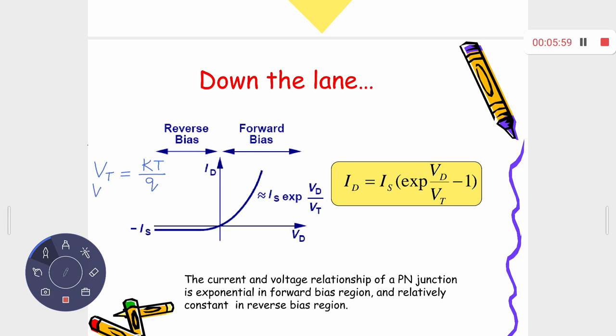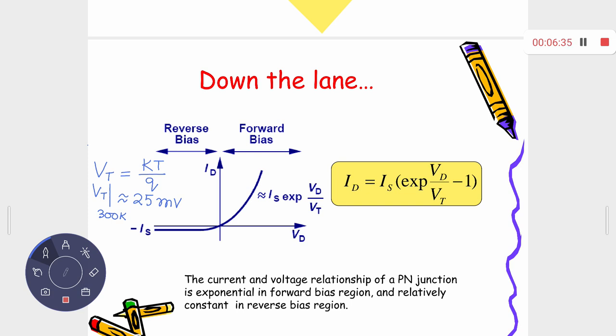So Vt at 300 Kelvin, remember this value. This is approximately equal to 25 point something. So for our understanding, for our analysis, we call it 25 millivolt. Okay, so Vt is equal to kT upon q. And if you put the values for k and q, considering T to be 300 Kelvin, then this comes out as 25 millivolt.